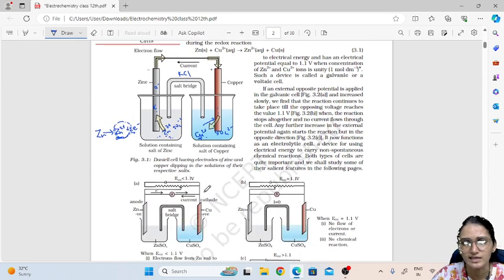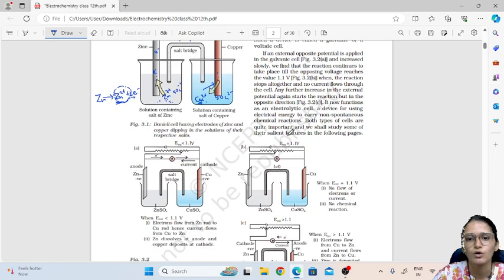So these are the two main functions of the salt bridge. Now next we will see what happens if an external opposite potential is applied in a galvanic cell. External potential means what? We will have the particular potential of this galvanic cell, that is, after calculating we get it as 1.1 volt. And how do we calculate that? We calculate it using this formula: E naught of cell is equal to E naught of cathode minus E naught of anode. So E naught of cathode. Cathode is what here? Here copper we have as the cathode, and anode is zinc.